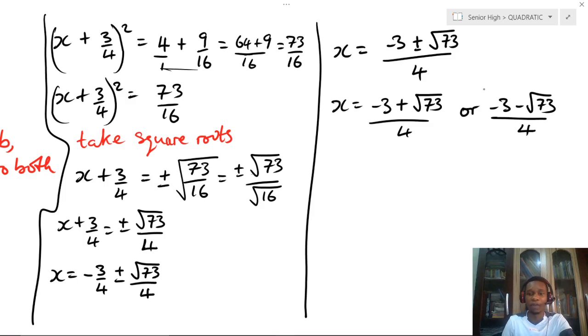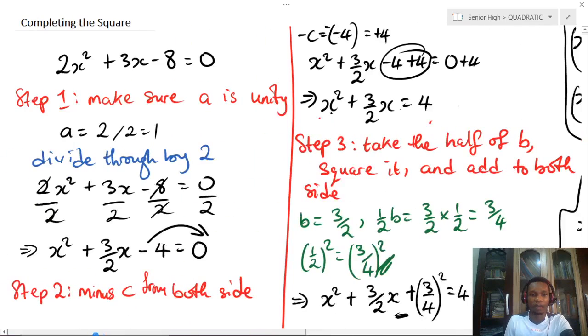So let me just recap on every step I took for completing the square method. Number one, make sure a is a unity. So if they give you a value and a is not a unity, you make sure it is a unity. And how do you make sure? You divide through by that value of a on all sides. So if here it is 2, we divide through by 2. So 2 divide 2, 3 divide 2, 8 divide 2, 0 divide 2.